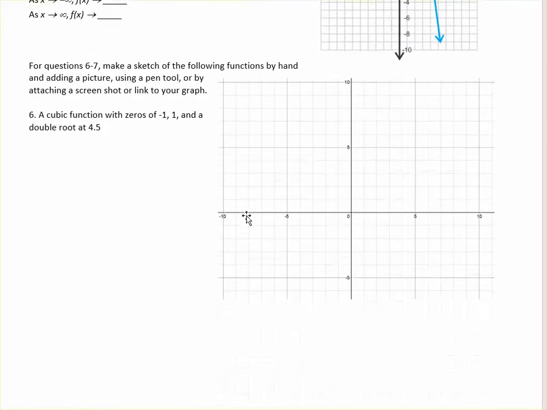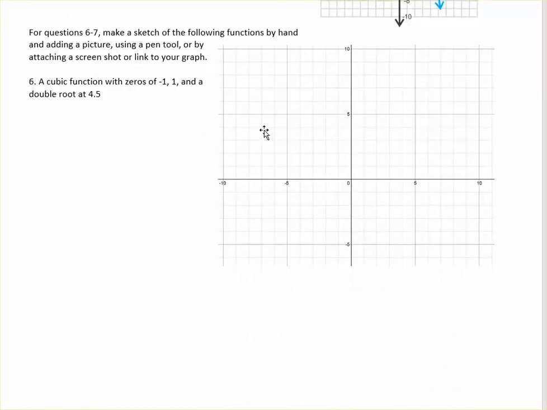For 6 and 7, you're going to make a sketch of this by hand. You can again use your tools in Word, or you can do it by hand and take a picture of it. It says that we have zeros at -1, 1, and a double root at 4.5. Zeros mean that it's going to cross the x-axis at those points. So I'm going to put a couple points at -1, right here. And I'm just going to copy that and paste another one, and another one. Whoa, that one got big.